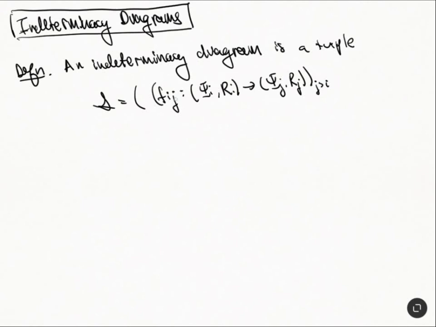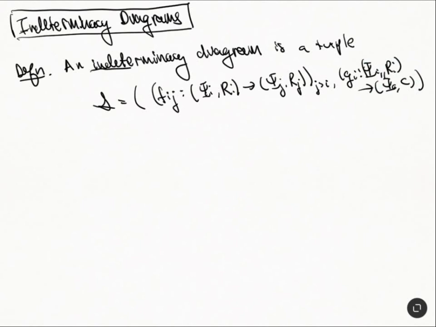These collections over i are going to run over some ordered index set, and then we're going to have G_i. For each node we're going to have a map from psi_i to psi_c, the core. Okay, so this is one indeterminacy diagram.